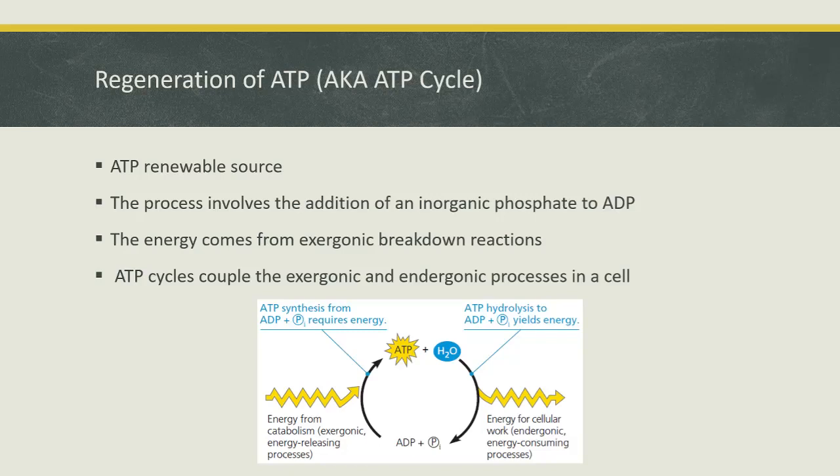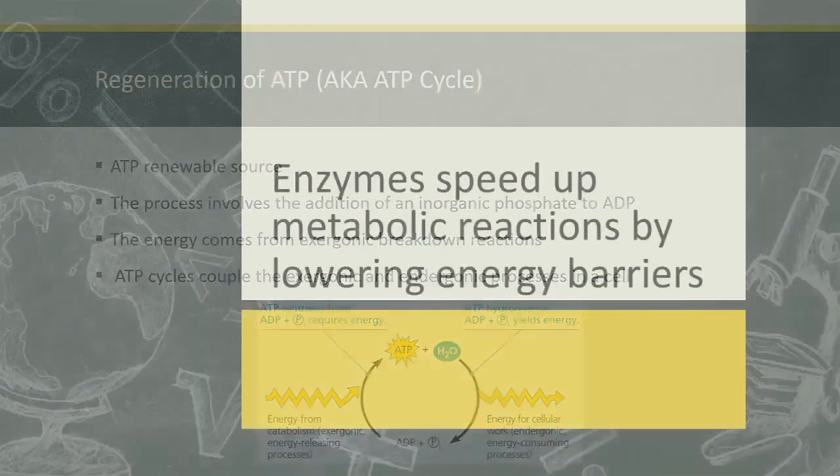A couple of things to know: ATP is a renewable source of energy. The process involves the addition of an inorganic phosphate to ADP, which is kind of like going backwards from hydrolysis, and the energy comes from exergonic breakdown reactions. So this energy is coming from other exergonic reactions. That's kind of the basics of how both things are actually connected.